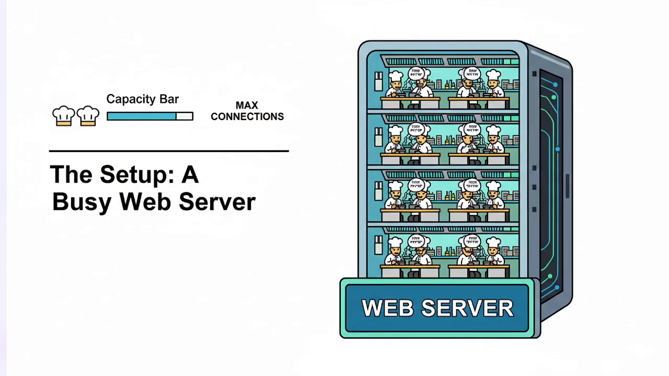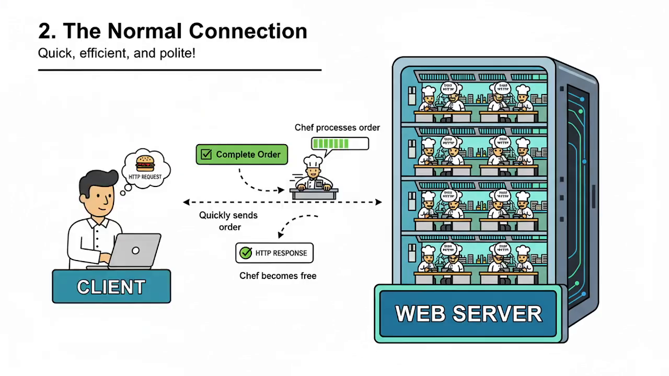So this is the capacity bar, which is showing on the top that the capacity is full. We have a robust setup, but even a busy web server has its limit on how many simultaneous requests it can efficiently manage before things start to slow down. This is our baseline, a busy yet still functional web server.